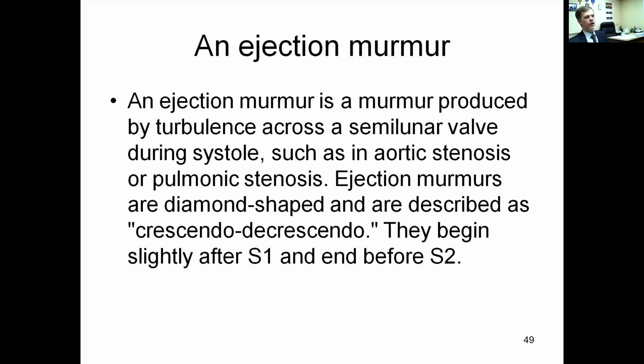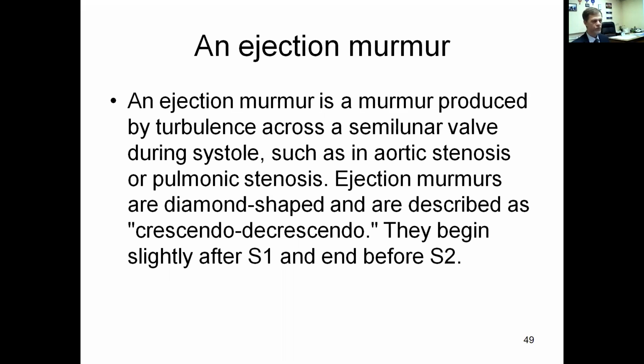Ejection murmurs are murmurs produced by turbulence across the semilunar valves during systole, such as aortic stenosis or pulmonary stenosis. Again, remember what I told you. What is stenosis? The valve can't be opened completely. As a result, during ejection of blood in systole, when blood tries to squeeze through this small opening, we talk about stenosis. It creates a very loud sound in aortic stenosis and pulmonic stenosis. This is an ejection murmur.